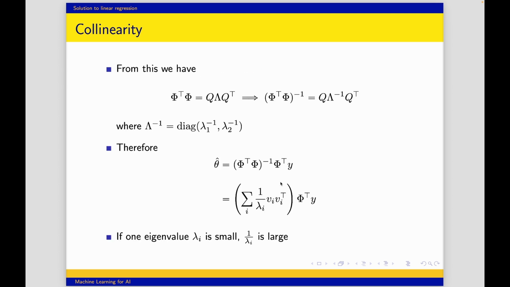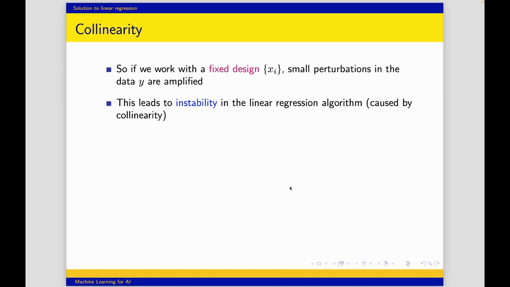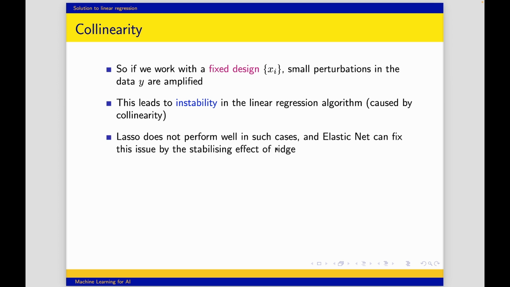So this solution is going to blow up, basically. If one of these lambdas becomes very small, its reciprocal becomes very large. This solution will blow up. It will give us all sorts of spurious results. Even with a small change of this y, we'll get a massive change in this whole result, a massive change in our theta hat. And this is a form of instability. And it's caused by this collinearity, which is what causes one of those eigenvalues to become very small.